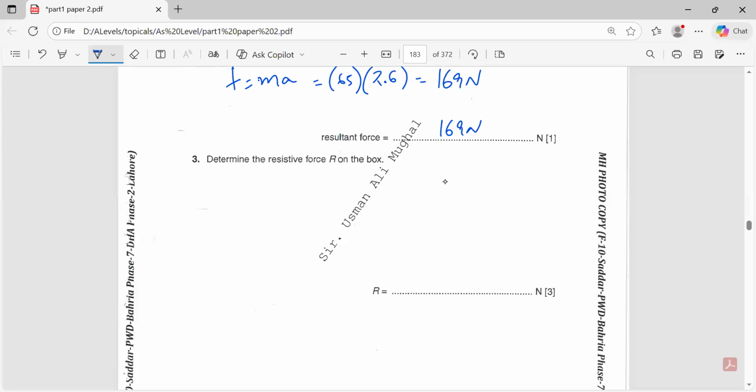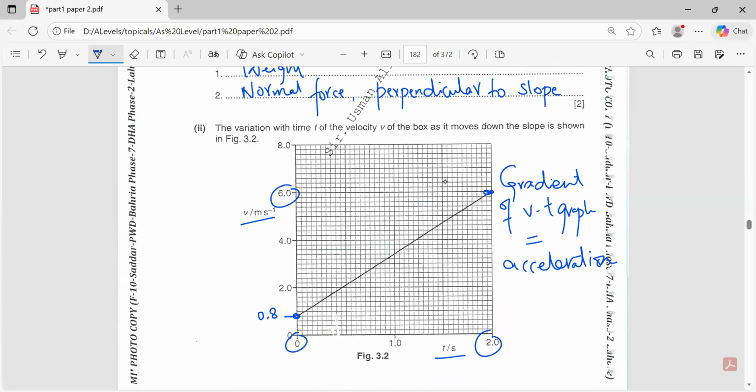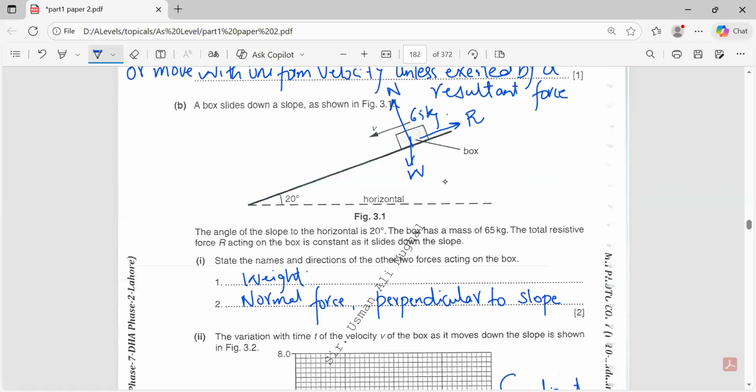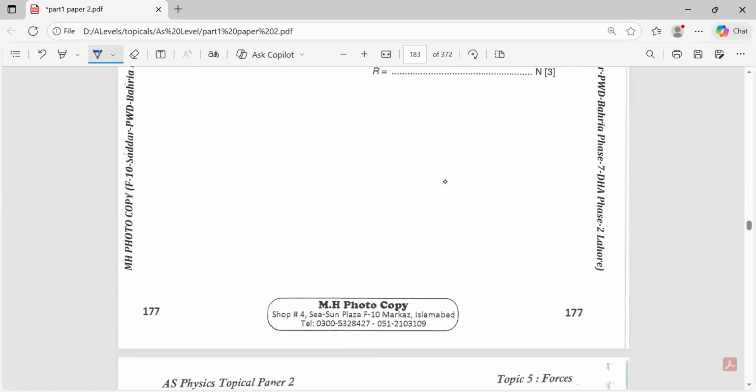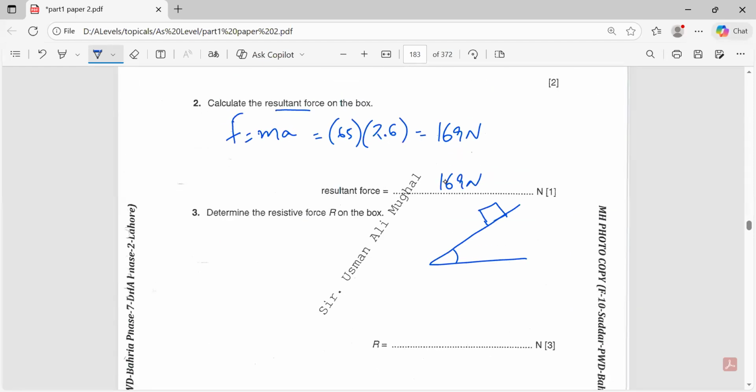Then we have to find out the resistive force on the box. So you can see in the diagram you have, there is a box present on an inclined surface, and that inclined surface is present at an angle of 20 degrees, right? This is the 20 degree angle.